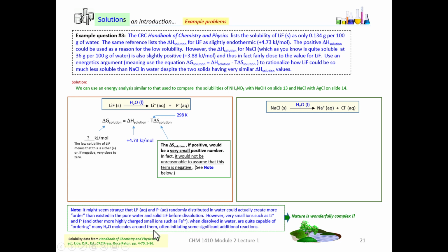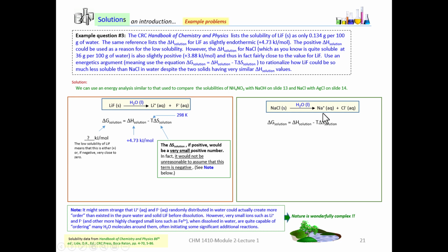And so these ions, since they're so small, can have an effect like a very highly charged ion, maybe like cerium 3 plus or iron 3 plus, and when dissolved in water might be quite capable of ordering many water molecules around them and often initiating some significant additional reaction. So this is a long-winded way of saying that delta S could very well be negative here, which would reinforce a positive delta G. And that would help explain why lithium fluoride's not very soluble in water.